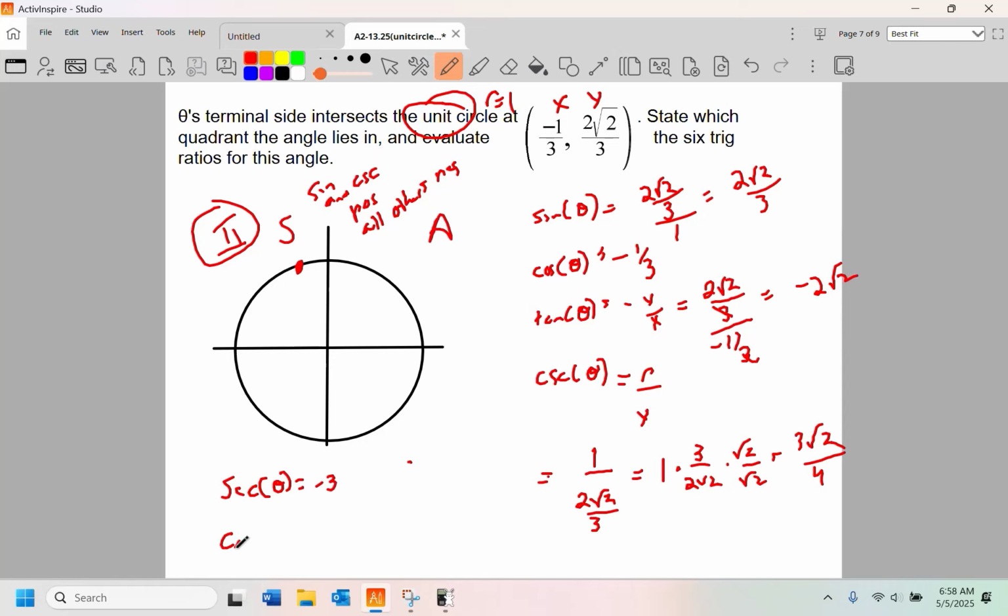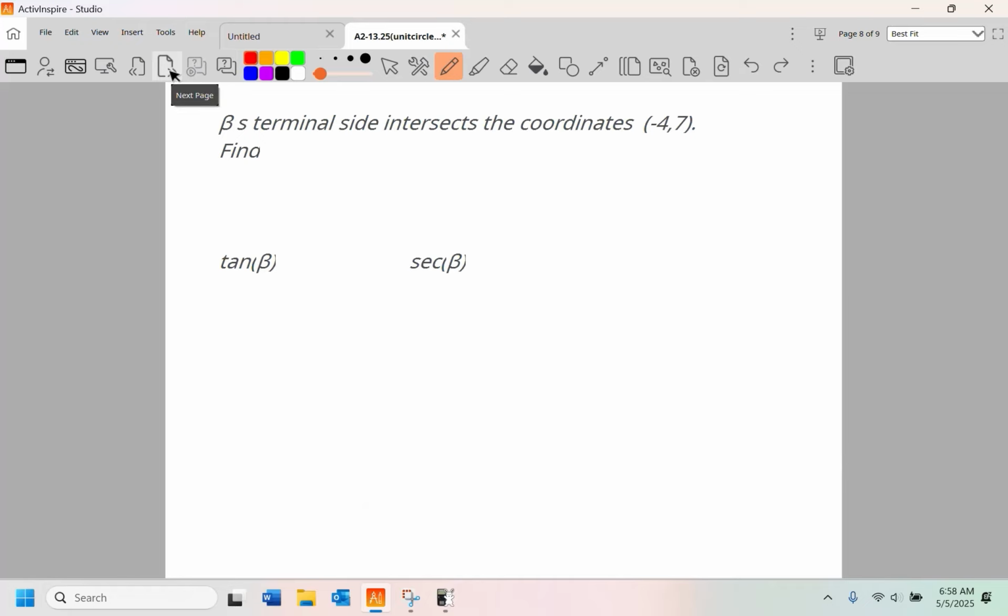And then we have cotangent, which is going to be x over y. And it's going to make us work for it too. Because it's going to be negative 1/3 over 2 root 2 over 3. 3's cancel. I get negative 1 over 2 root 2. I clean it up with a root 2 and a root 2. And I get negative root 2 over 4. That made me work for it. Last slide. Now, this is a non-unit circle. This is not unit circle. Okay?